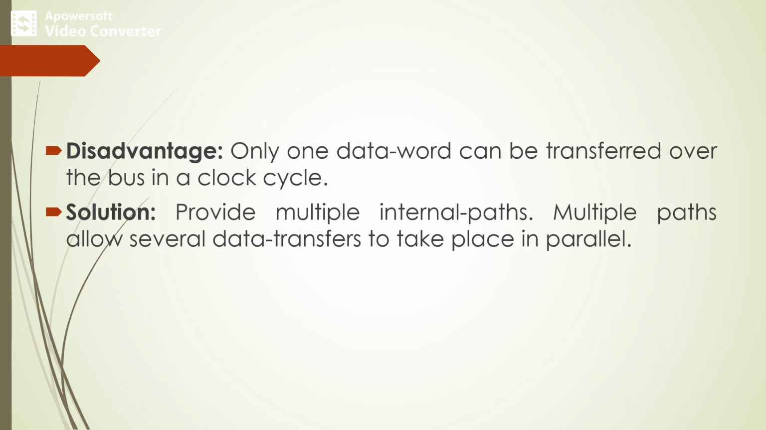The major disadvantage of single bus structure is that only one data word can be transferred over the bus in a clock cycle. In a given clock cycle, we can transfer only one data word. The major solution is to provide multiple internal paths. Multiple paths allow several data transfers to take place in parallel. So in parallel we can transfer several data or several blocks of data.